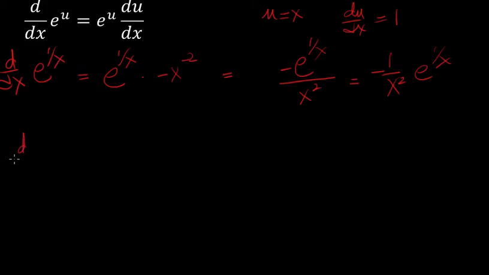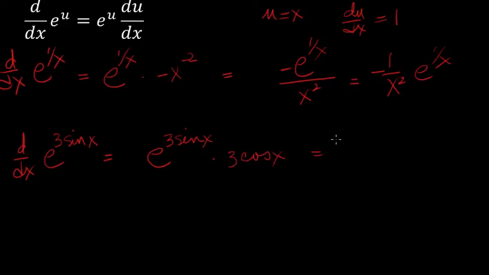Let's try another example. The derivative with respect to x of e to the 3 sine x. Now put it on pause and see if you get the correct answer. u is 3 sine x. So we're going to get e to the u, e to the 3 sine x, times the derivative of 3 sine x, which is 3 cosine x. So the simplest way to write this, or what you see in textbooks, would be 3 cosine x e to the 3 sine x.